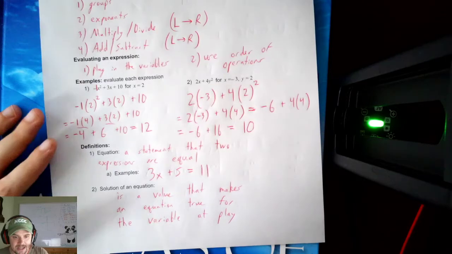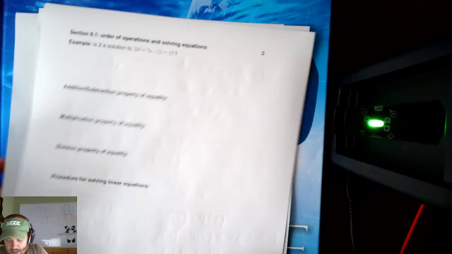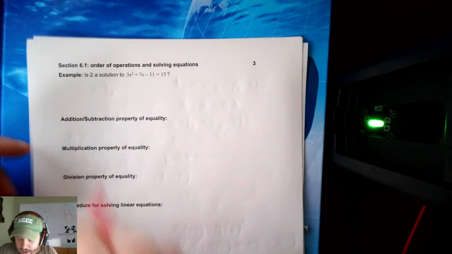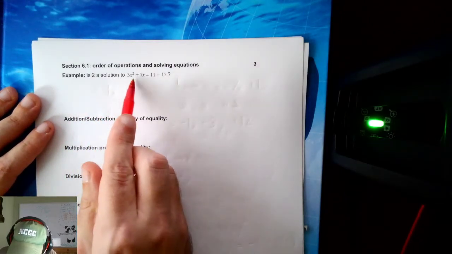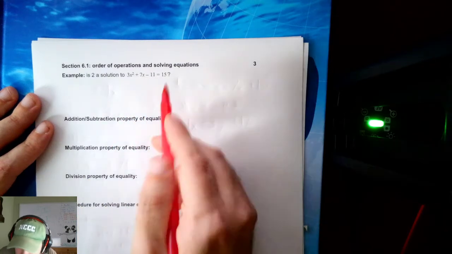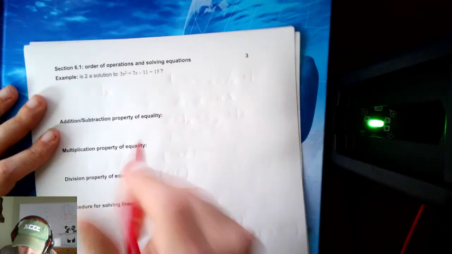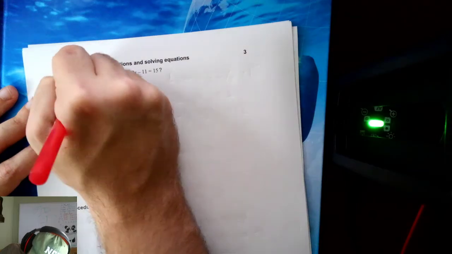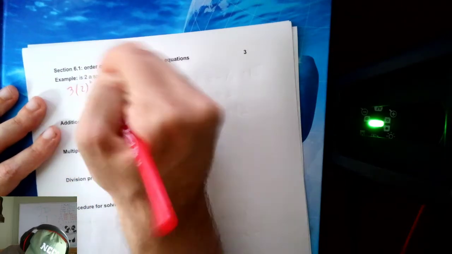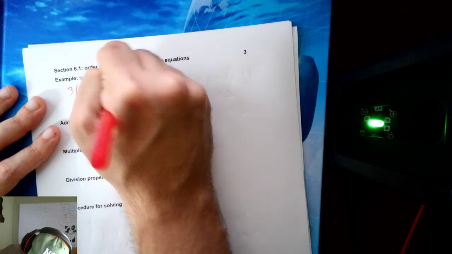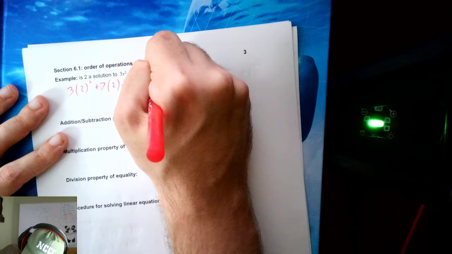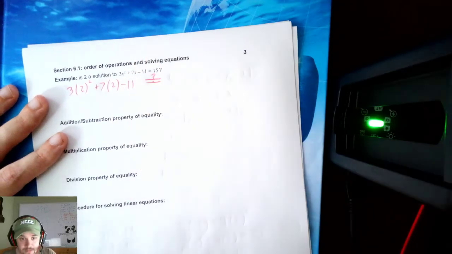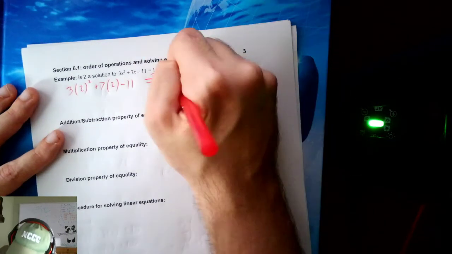Now, let's take a look here at our next page. We want to look for solutions of equations. Let's see what this would look like. Example, is 2 a solution to 3x squared plus 7x minus 11 equals 15? Well, the way I always check is I plug in 3 times 2 squared plus 7 times 2 minus 11. And I want to know, I usually put an equals with a question mark next to it. I don't know if it's equal yet. I want to know if that's the same as 15, right?